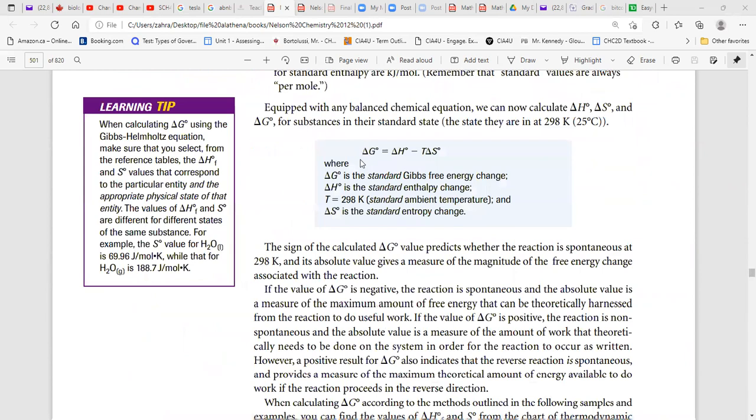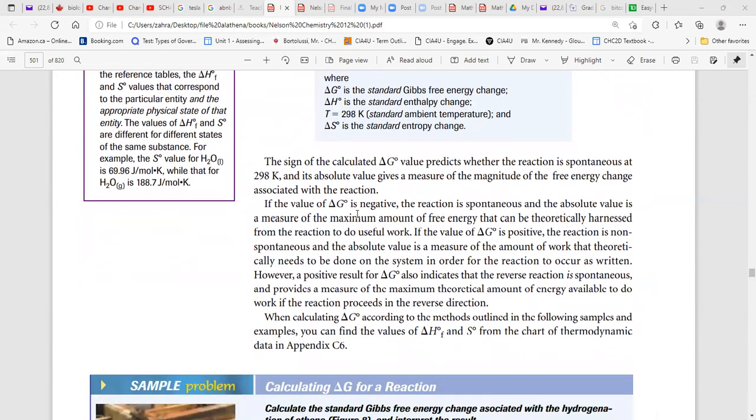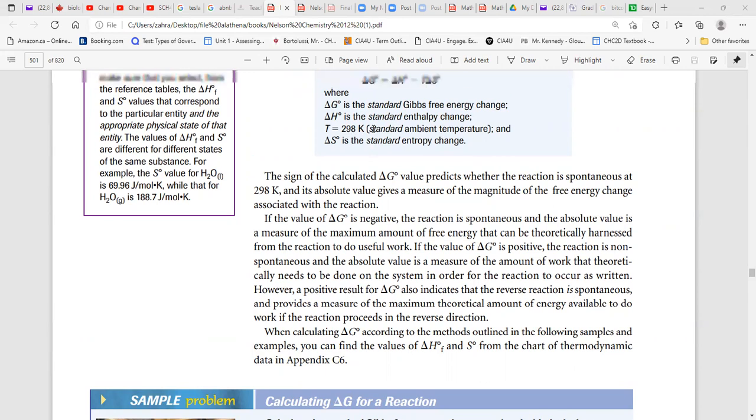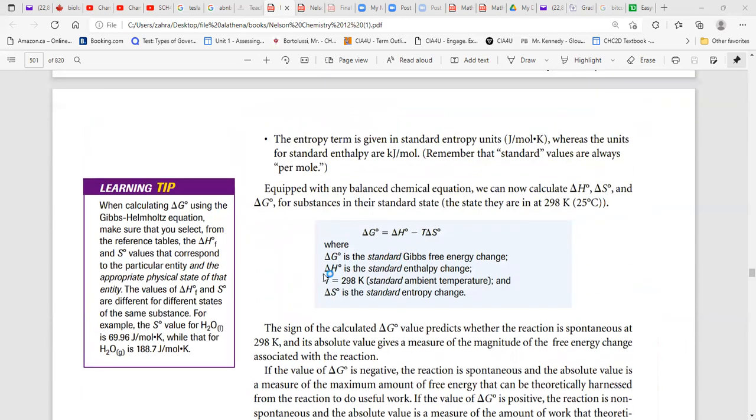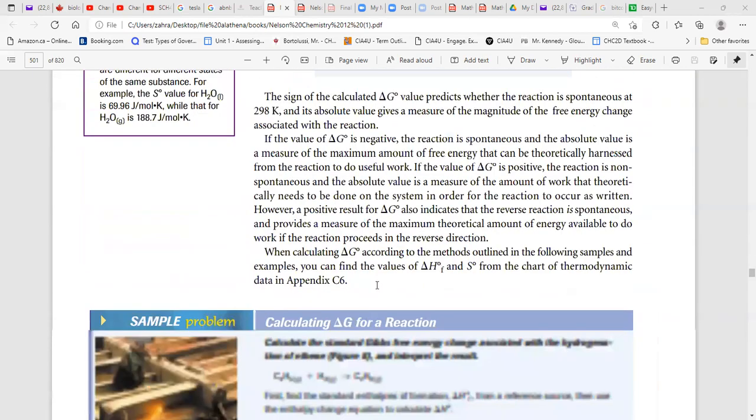So delta G again is delta H0 minus T delta S0. Delta G0 is the standard Gibbs free energy, delta H0 is the standard enthalpy change, and delta S0 is the standard entropy change, which you can find at the back of the textbook. And T is 298, the standard ambient temperature. When you want to use those standards, make sure your T is 298 Kelvin.